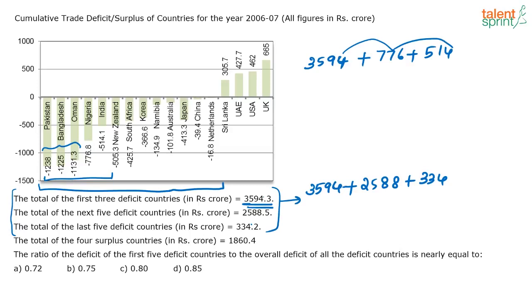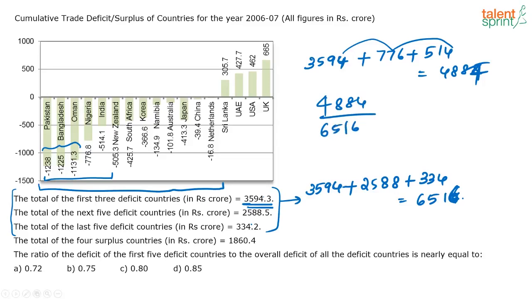So when you actually solve this part, you will get the answer approximately as 4885, and the total deficit you will get as 6517. So when you divide these two, what is it that you get? The ratio that you have to find out is 4884 divided by 6516. Now this is approximately equal to 0.75. So the answer that we are looking for is option B, 0.75. Yes, all of you are getting the answer as option B, correct.